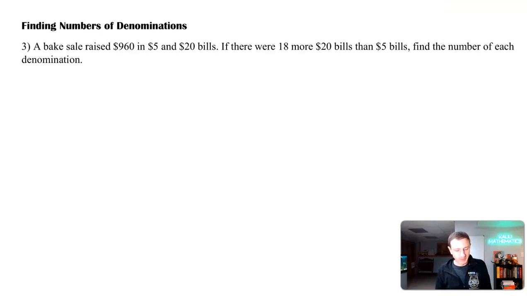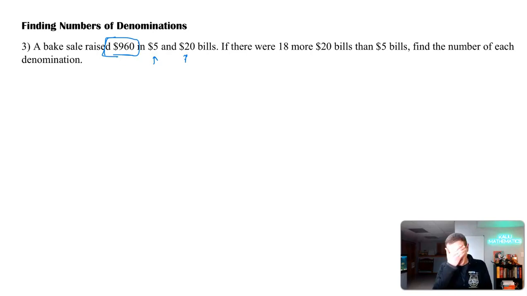Finding numbers of denominations. A bake sale raised $960 in $5 and $20 bills. If there were 18 more $20 bills than $5 bills, find the number of each denomination. So we have a total amount of money being raised, $960. And those are being provided as $5 bills and $20 bills. And there were 18 more $20 bills than $5 bills.